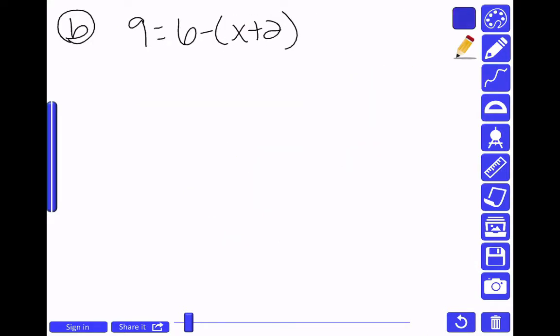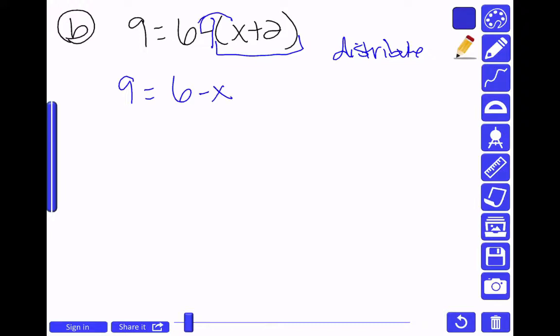Here we have 9 equals 6 minus the quantity x plus 2. Now what I need you to understand here is that I am subtracting this whole expression, x plus 2. Another way that I can think about that is that there is a negative 1 here. So it doesn't look like there's a coefficient, but it's actually a 1. So like I mentioned, I need to distribute that first. So 9 equals 6. Negative 1 times x is negative x. Negative 1 times 2 is negative 2.